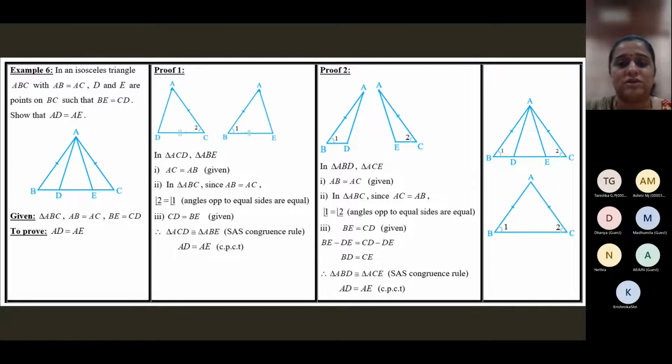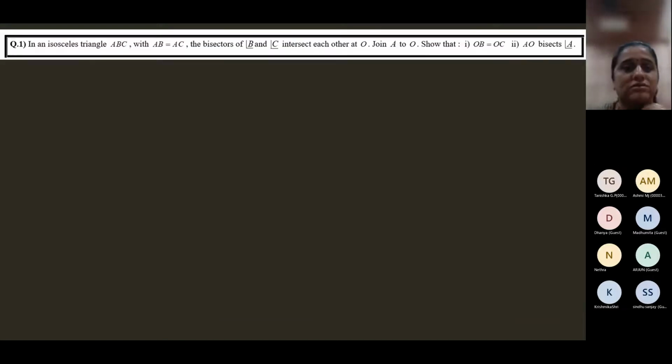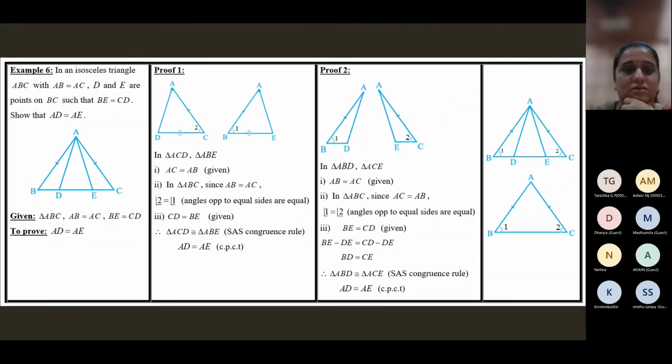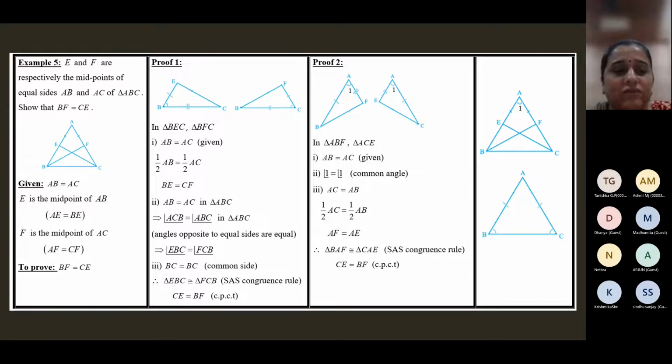From where are we to continue, children? This is NCERT, the second exercise, exercise 7.2. So till where have we finished? Yeah, please look into your book. Have we finished example 5? Yes, ma'am. Both the methods, Madhumita?